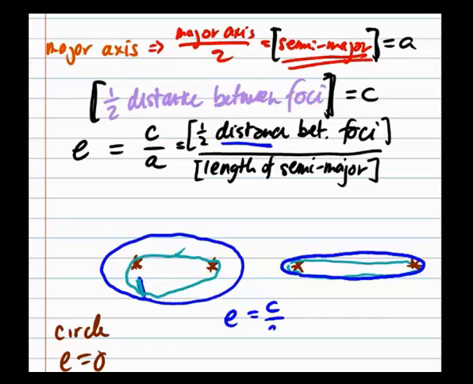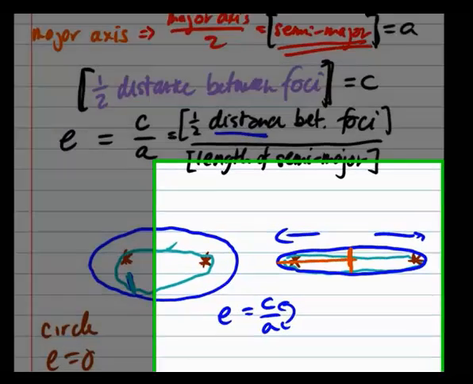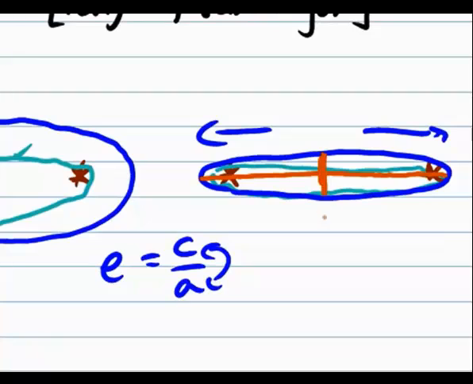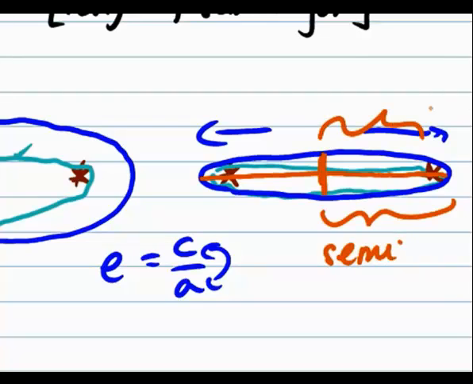E is equal to C divided by A. But when we stretch out our foci, it turns out that C is getting to be about the same size as A. As we pull it further and further apart, this would be our minor axis, excuse me, this would be our major axis. Here would be half the distance of a major axis, which is the semi-major axis. And then here would be half the distance between the foci, right? Just like what we have upstairs, okay?